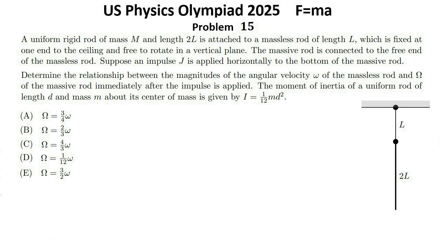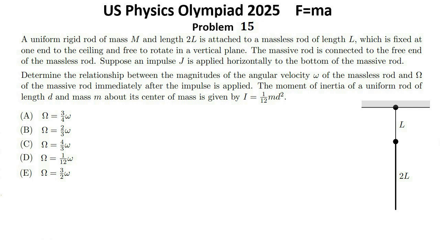Problem number 15. A uniform rigid rod of mass m and length 2L is attached to a massless rod of length L, which is fixed at one end to the ceiling and free to rotate in a vertical plane. The massive rod is connected to the free end of the massless rod. Suppose an impulse J is applied horizontally to the bottom of the massive rod. Determine the relationship between the magnitudes of the angular velocity omega small of the massless rod and omega capital of the massive rod immediately after the impulse is applied. The moment of inertia of a uniform rod of length d and mass m about its center of mass is given by I equals 1 over 12 m d squared.